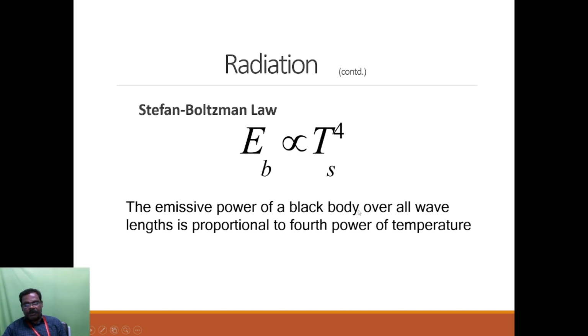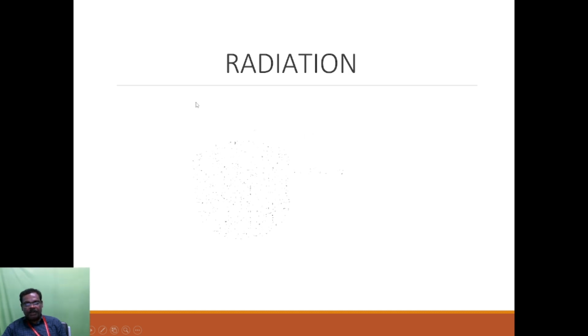The emissive power of a black body is directly proportional to the fourth power of absolute temperature. If you remove this proportionality, you have a sigma value. So sigma is the Stefan-Boltzmann constant.